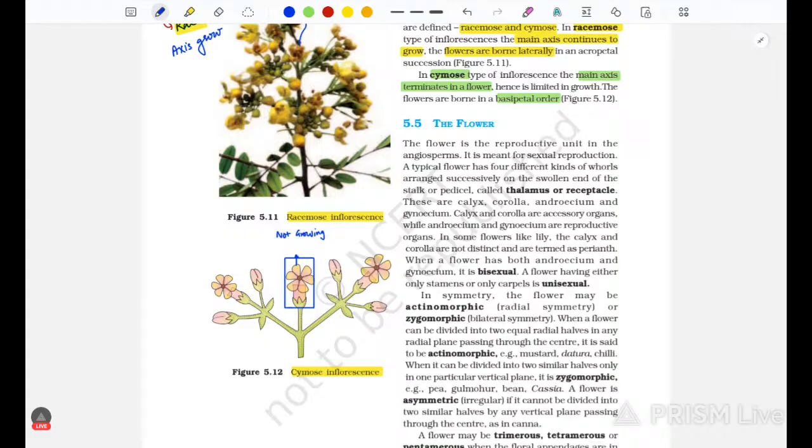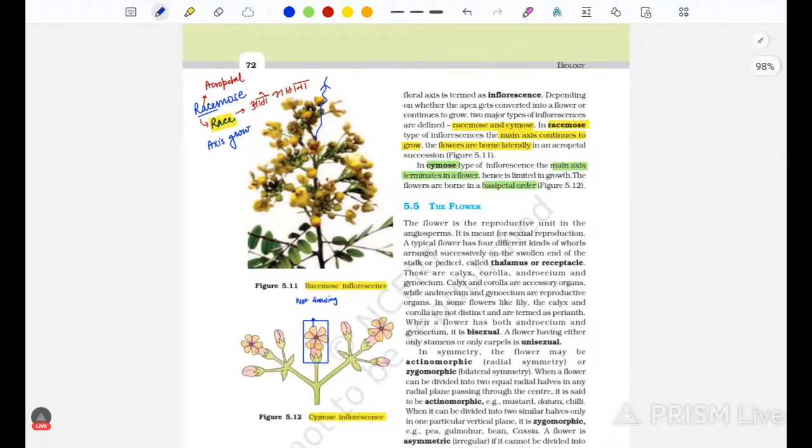ठीक है, और कल हम लोग discuss करेंगे flower के बारे में। आज के लिए इतना ही। और कुछ doubts वगैरह रहेंगे तो you can ask, please mark in both the diagrams about the racemose as well as cymose. Okay, so cymose, it is terminated, racemose is still growing.